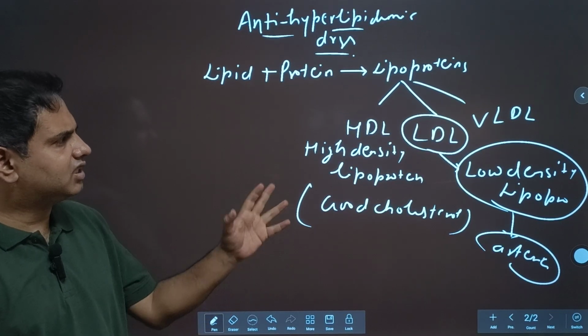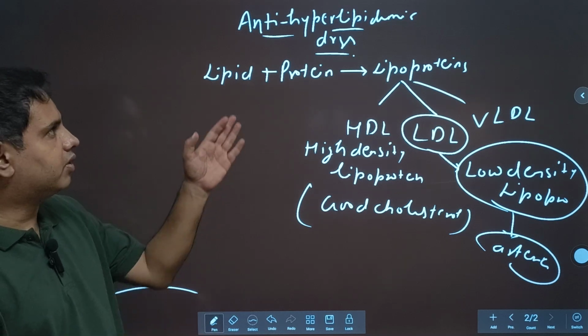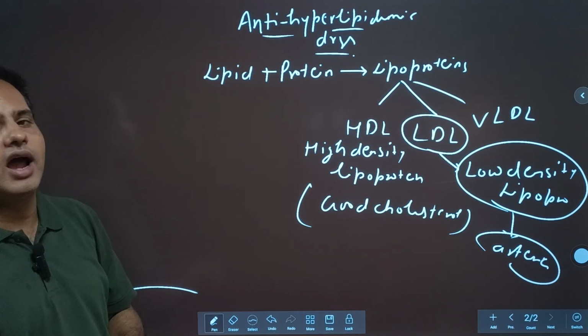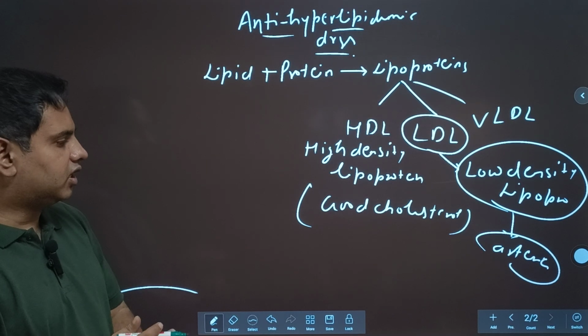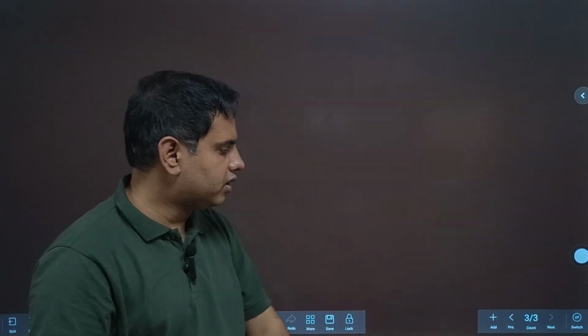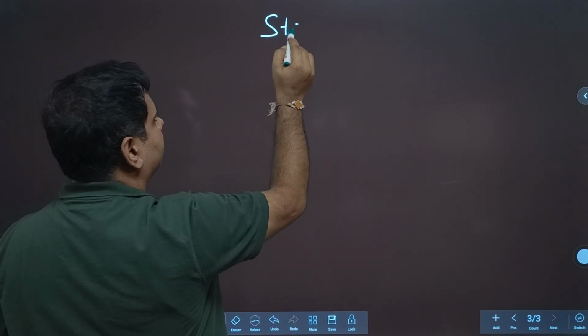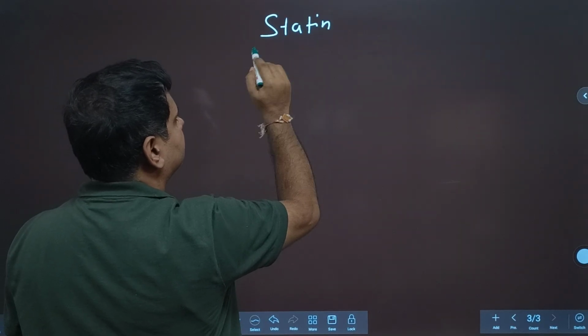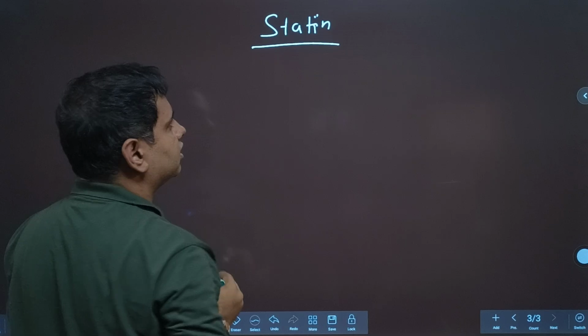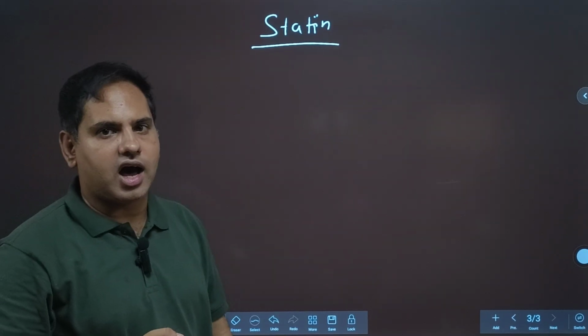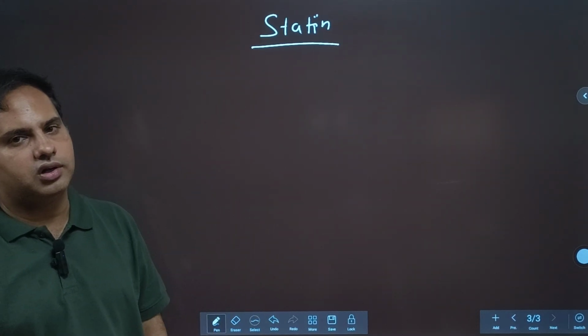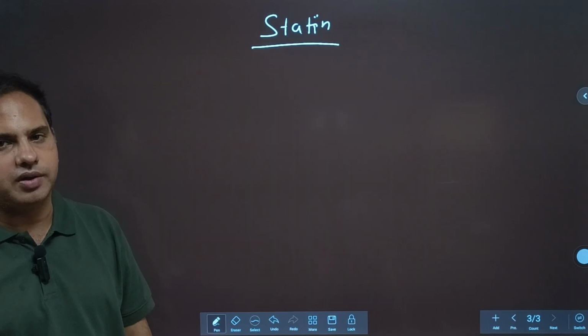So this is just the basics about lipoproteins, but our major focus in this lecture is the antihyperlipidemic drugs, the drugs which are useful in the management of these lipids. The first class of drugs is statins. Statins are well known drugs which are useful in the management of hyperlipidemia.